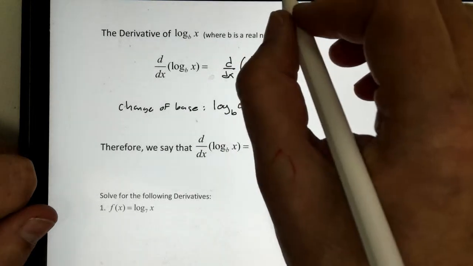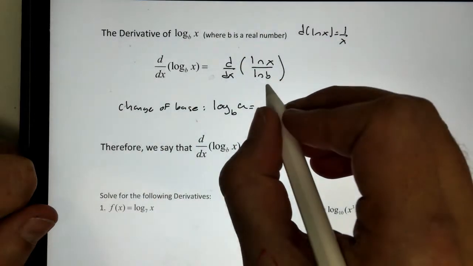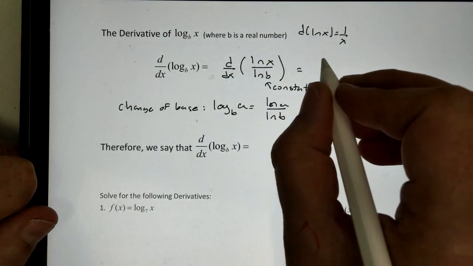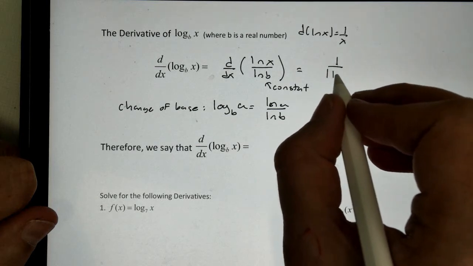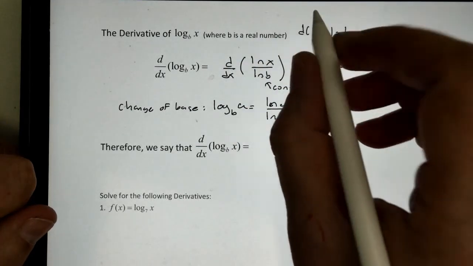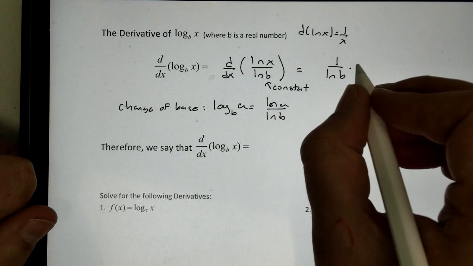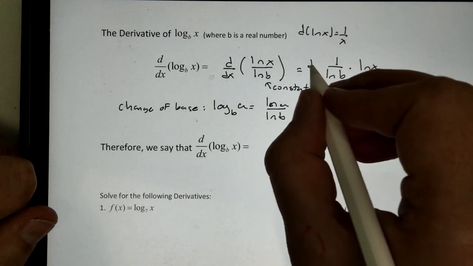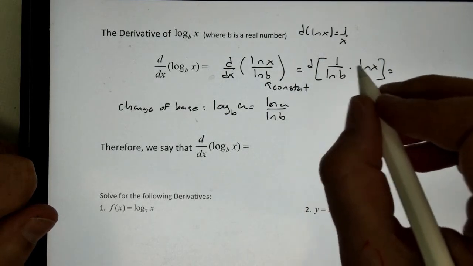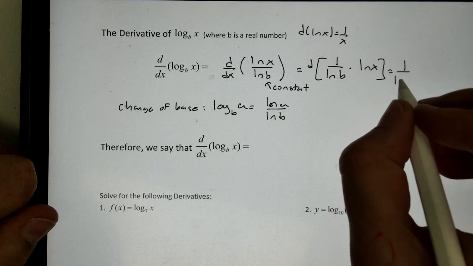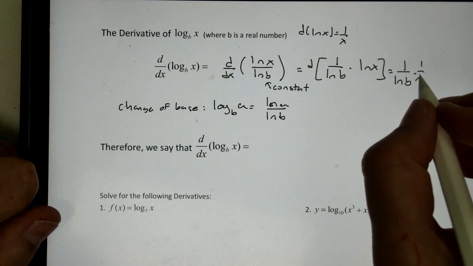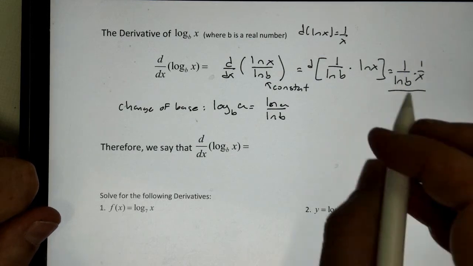Now, we have to remember, b is going to be a number. So I know that the bottom here is going to be a constant. So I can rewrite this as 1 over natural log of b times the natural log of x. And if I were to take the derivative of that, well, remember, natural log of b is just a constant. It's like a coefficient. I can just write this as 1 over the natural log of b, and we know that the derivative of natural log of x is just 1 over x. And there's our derivative.